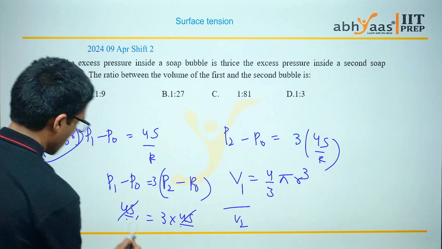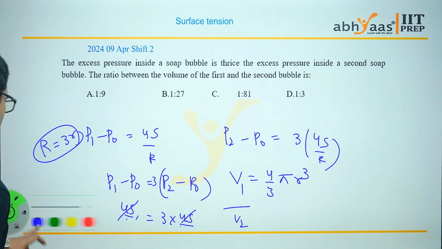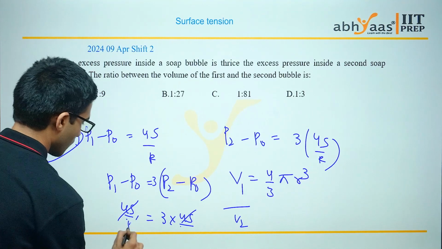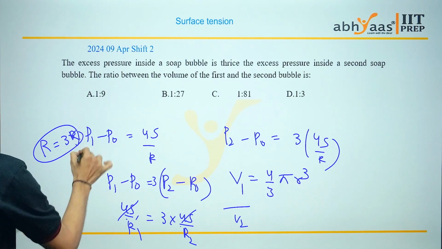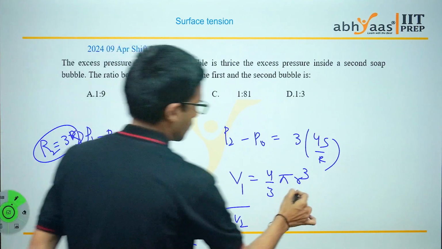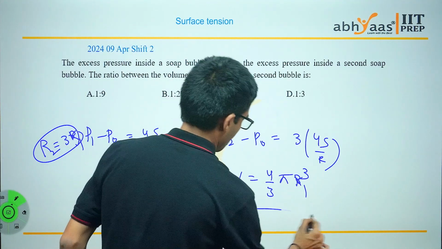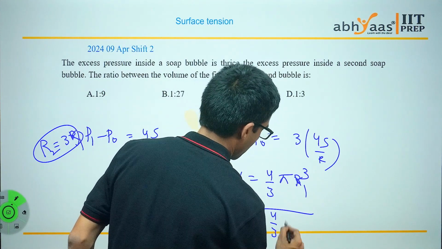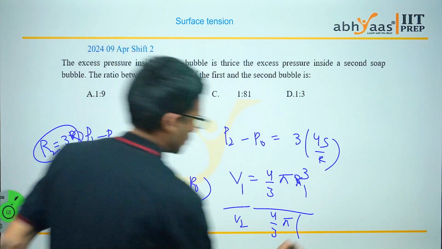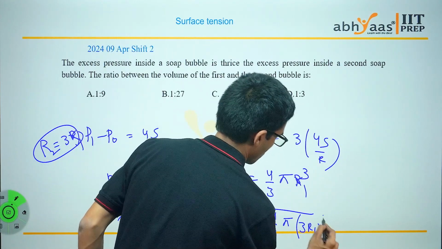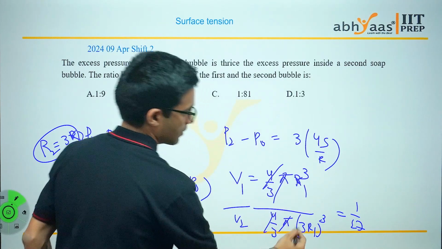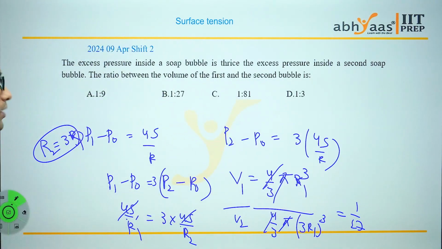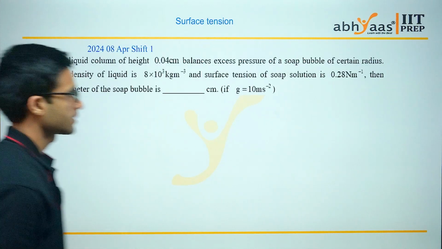So I'll write properly, R1, R2 I'll consider best. This is R1, this is R2. R2 equal to 3R1. So R1 is equal to 4 by 3 pi into R2 is equal to 3R1. For that whole cube, what you get is 1 by 27. Remaining things cancelled. 3 cube is 27. Directly you will get 1 by 27. Simple question only. Okay. Now going to the next question.